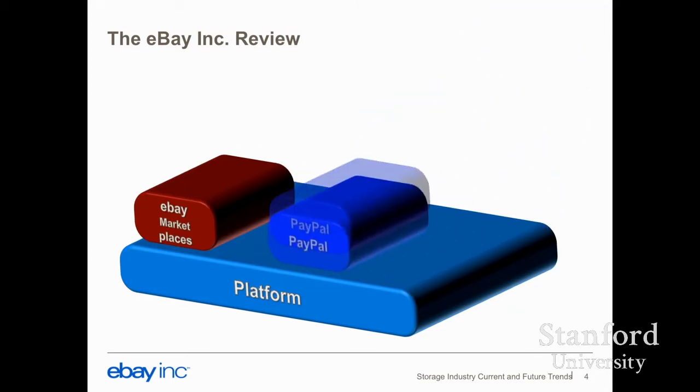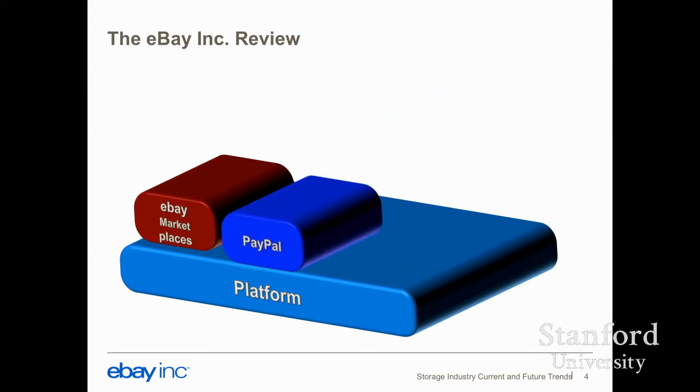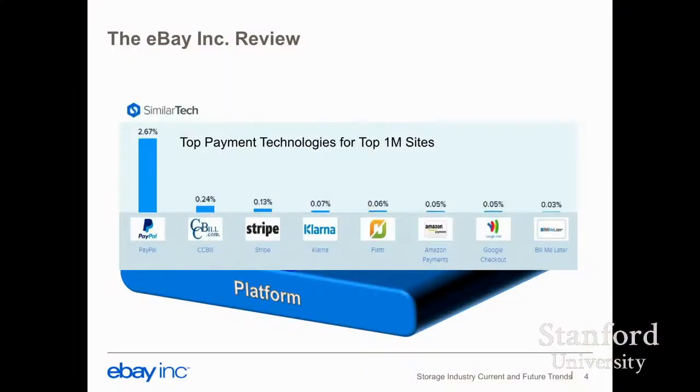Now, PayPal is a payment platform. It allows buyers and sellers to do payments easily, safely. It operates in 193 countries in 25 different currencies. Now, if you look at the market, as far as the top 1 million sites, this is probably similar tech that does a comparison of payment technologies. Whether it's the top 10K sites, the top 100K sites, or the top 1 million active sites, PayPal is the most commonly used payment technology out there.